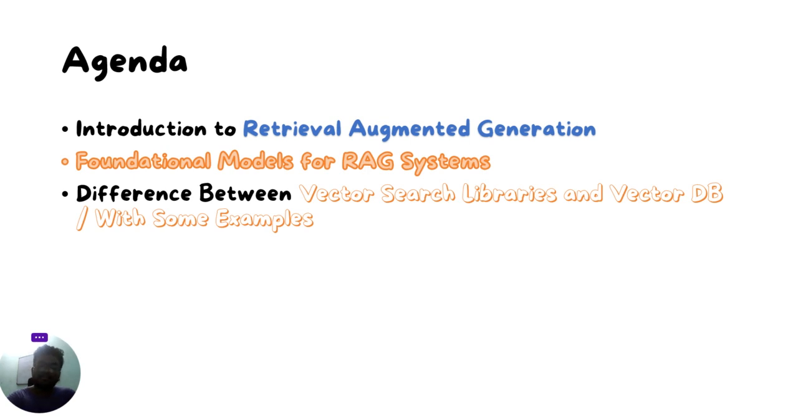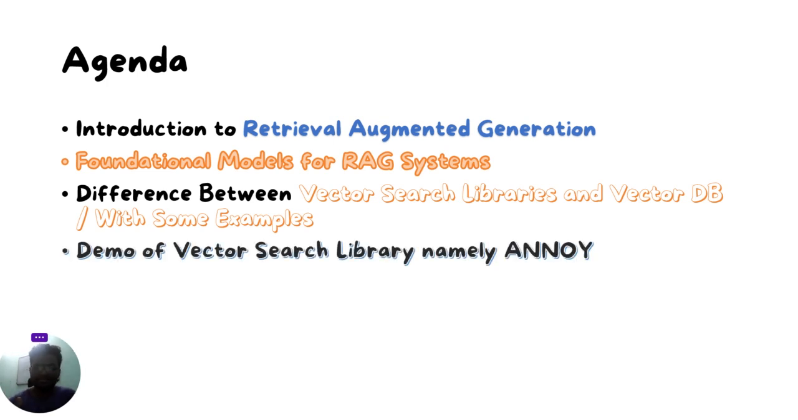Third is the difference between the vector search libraries and the VectorDB, which is the main motto of the session. We're going to see some examples of vector search libraries and VectorDB, and I'm going to show you one example called ANNOY, which stands for approximate nearest neighbors. OY stands for something else, but I'll show you at the end. I've added that. We're going to have a demo of it in my Jupyter notebook, and how I built the simplest RAG with the help of the vector search library.